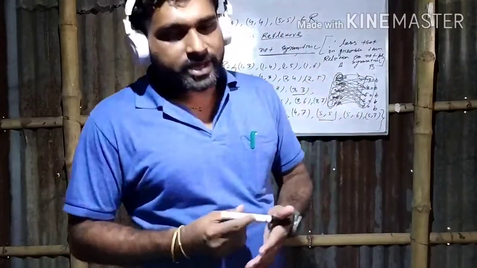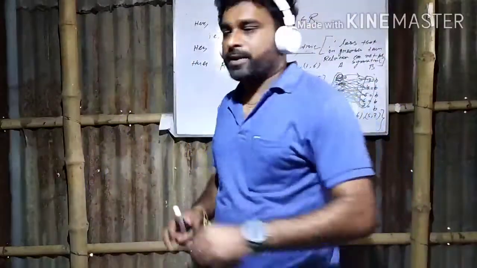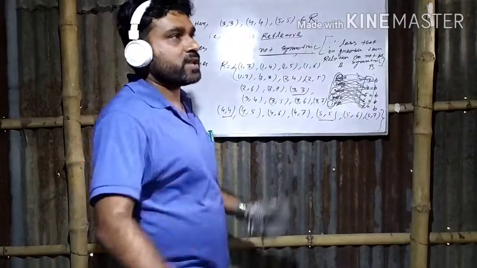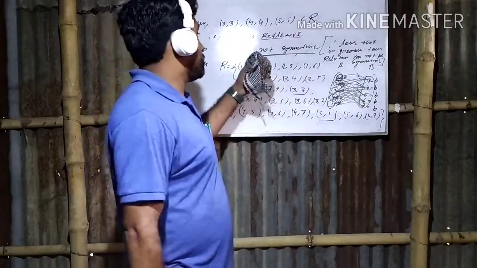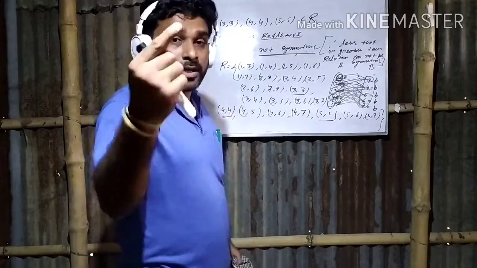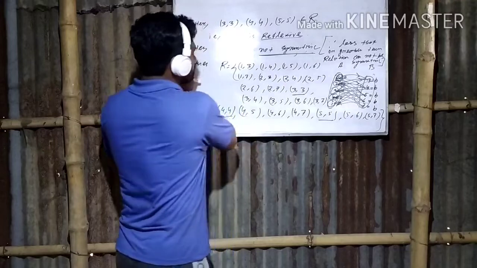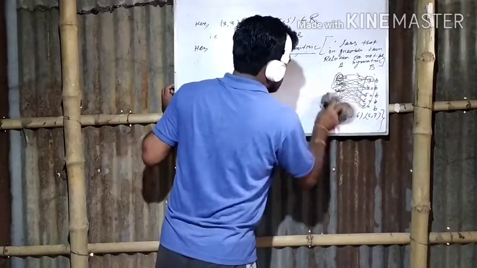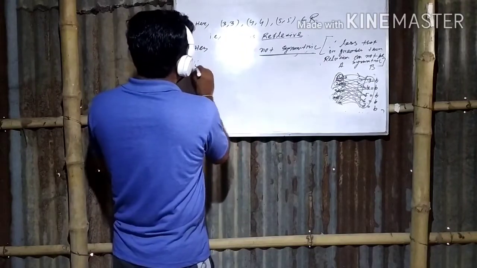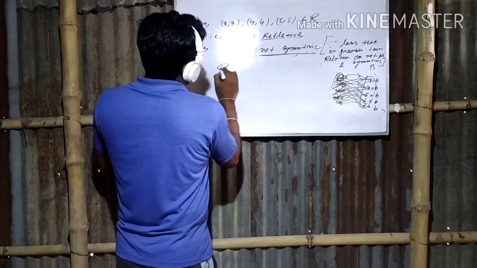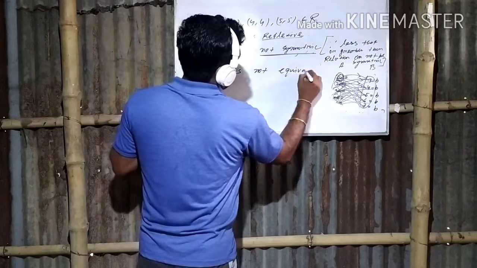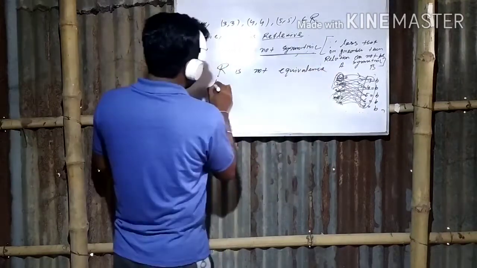Just approach the direct statement here. So no need to solve the transitive property here. I think it will save your time also when you get the not symmetric property here. So that means this relation is not equivalence as well. So here, R is not an equivalence relation.